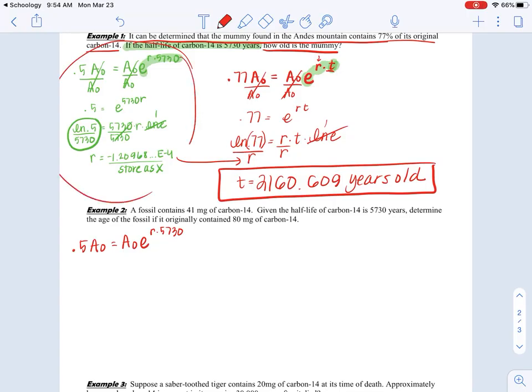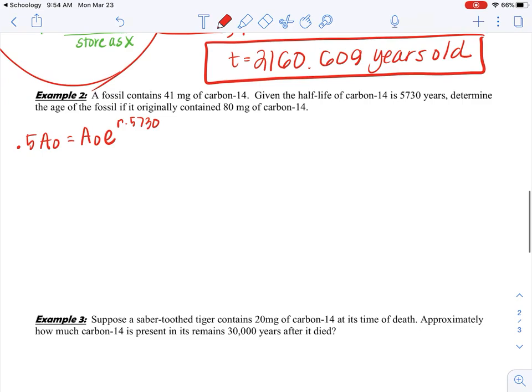Now, if you look, this is the exact same equation, the exact same work right here. So you do not have to do it again if it's carbon-14 again. So I'm just going to say my stored X value. Okay, so now I can go ahead and answer the follow-up question. All right, so you have a fossil that contains 41 milligrams of carbon-14. Determine the age of the fossil if it originally contained 80 milligrams of carbon-14.